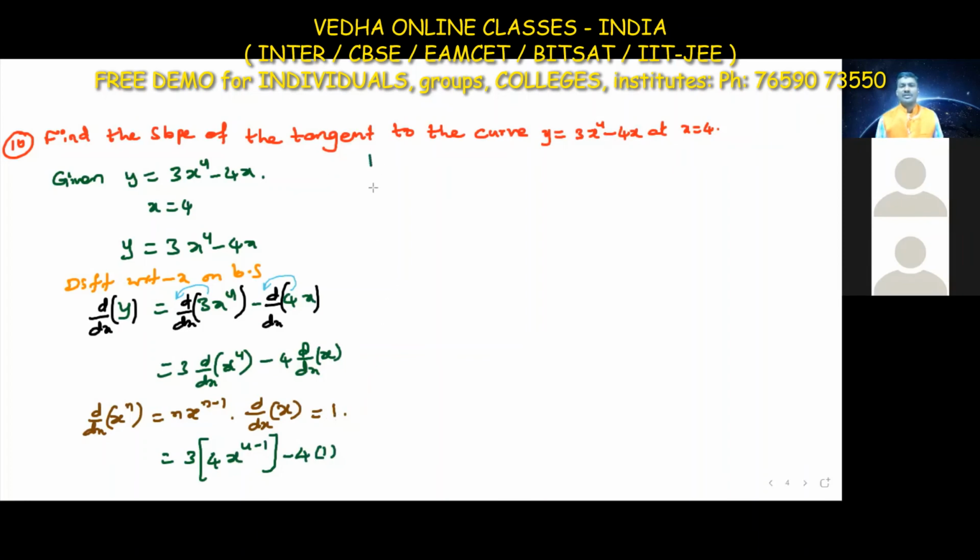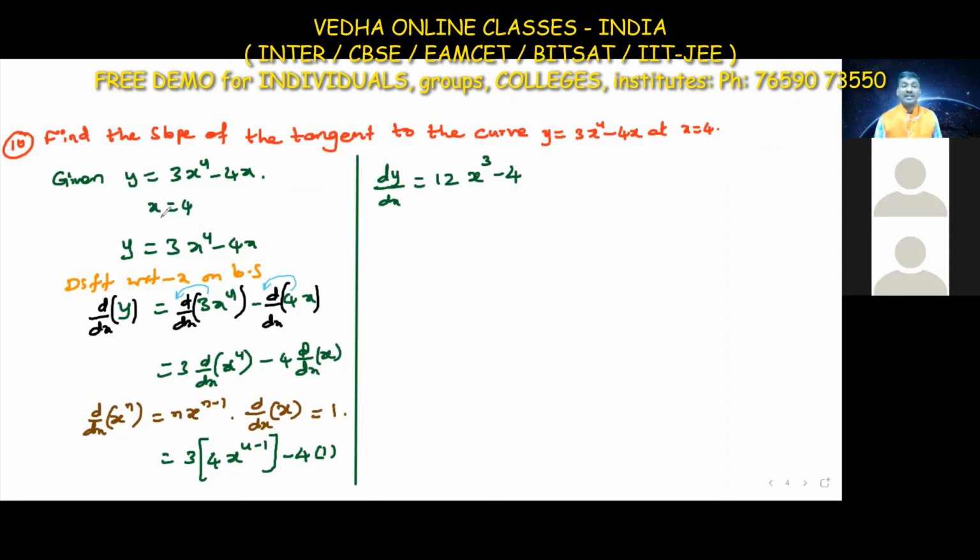Now the next step: 3 into 4 is 12. So 12 into x to the power 3, minus 4 into 1 is 4. This is the required answer, the derivative, the slope of the tangent.